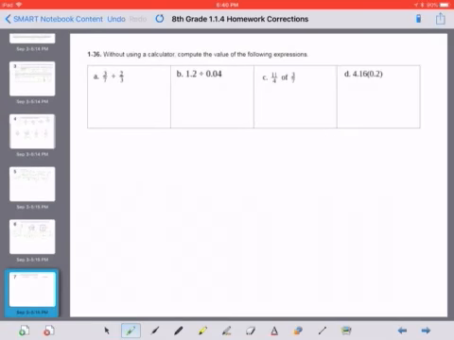The next problem, I'm going to compute without using a calculator. So I'm going to do different problems. So the first one is 3/7 divided by 2/3. I'm going to keep change flip. So I'm going to get 3 over 7 times 3 over 2, which is going to give me 9/14.